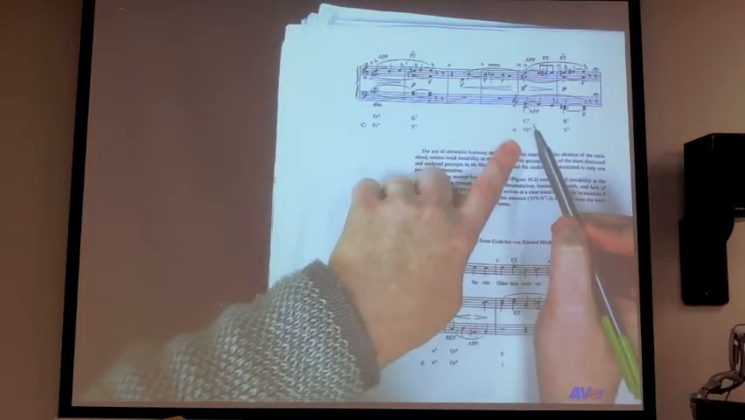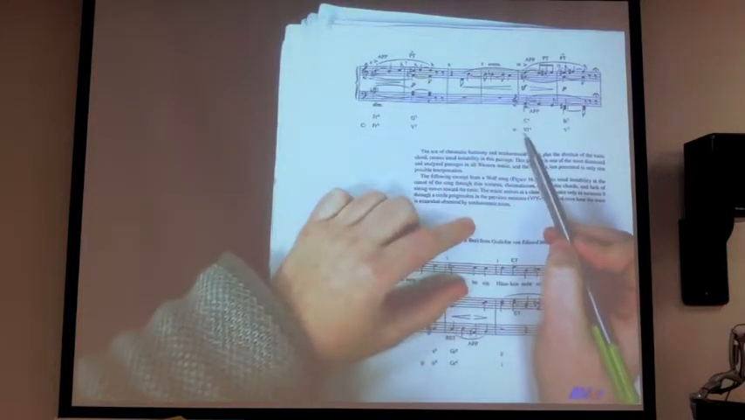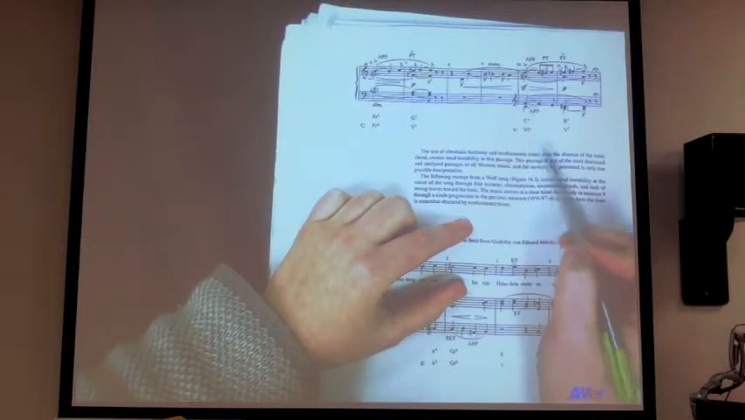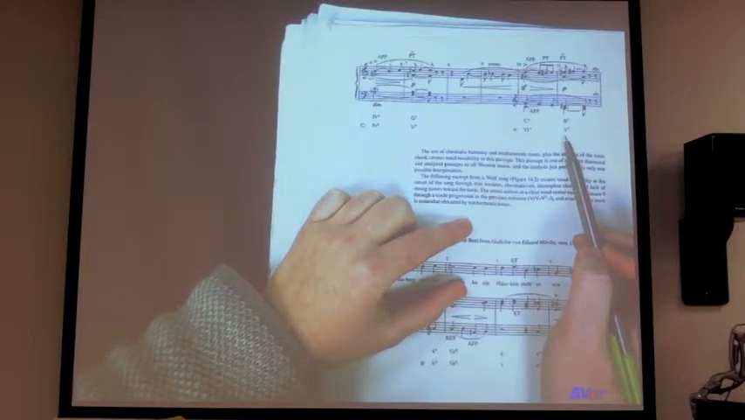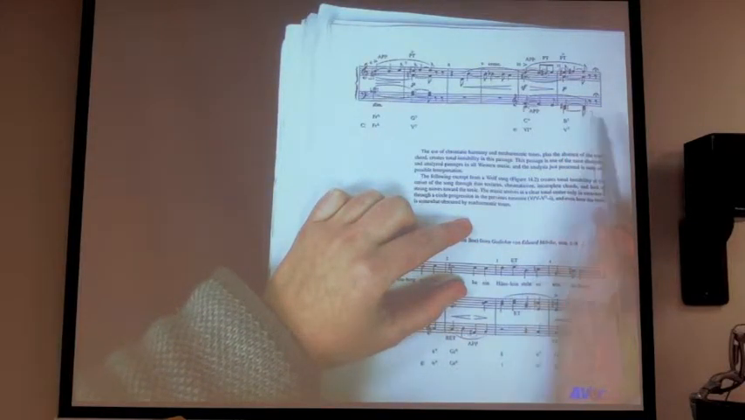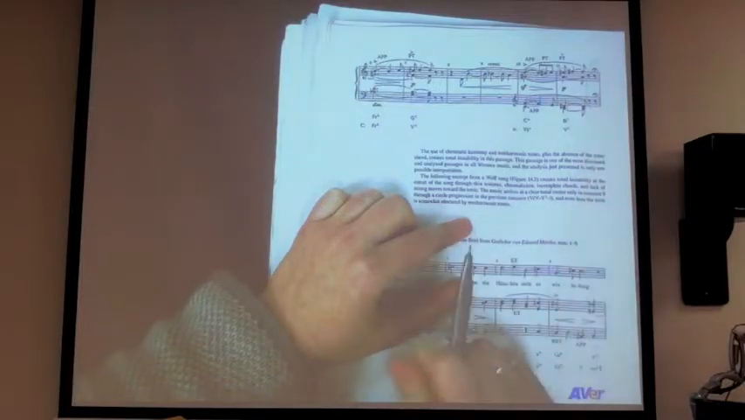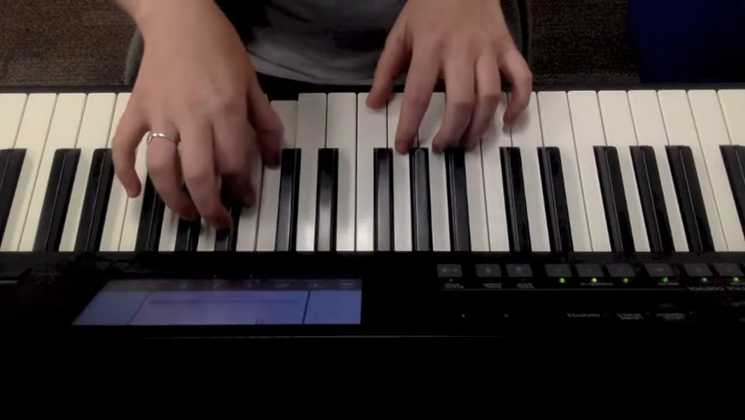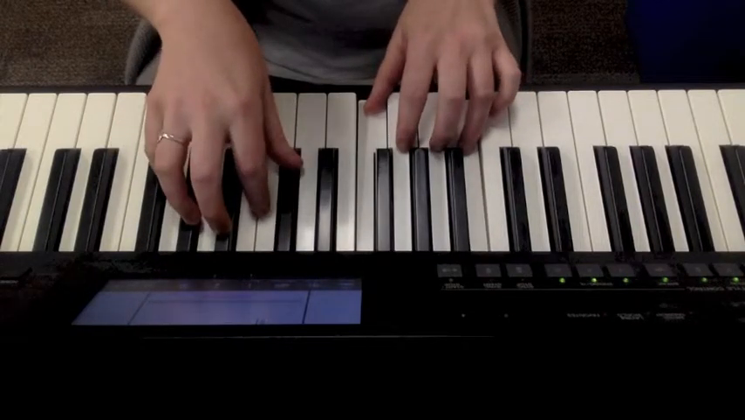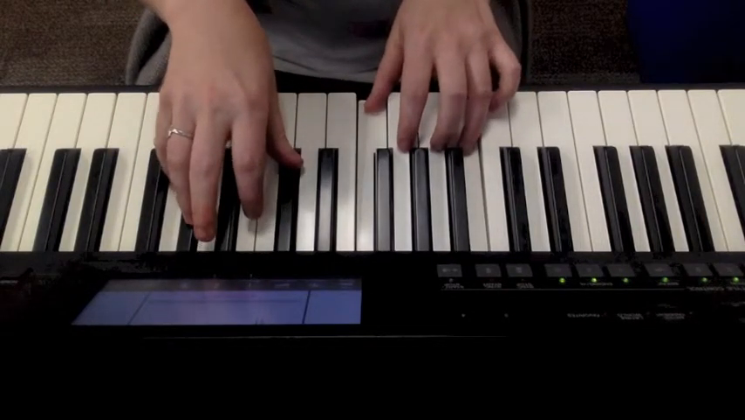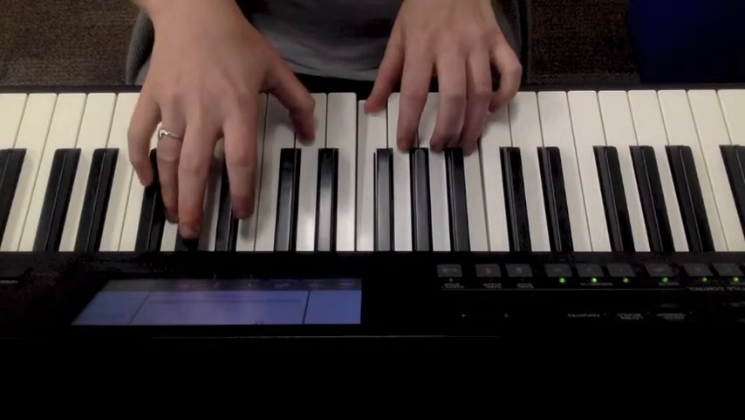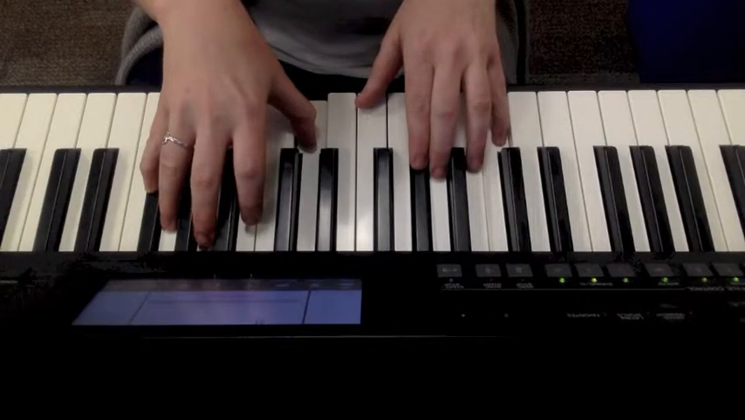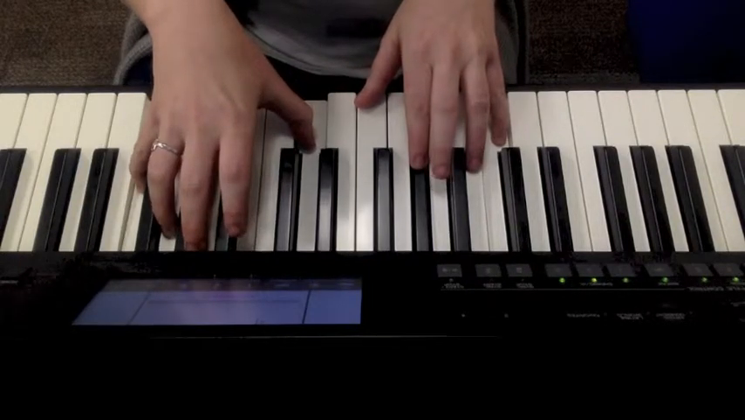So he sets you up with an augmented submediant chord, augmented sixth chord, and then bam, 5/7, no resolution. He leaves you hanging, just like that. So here's our French sixth, and then it moves over to the 5/7. So here's our 5/7.